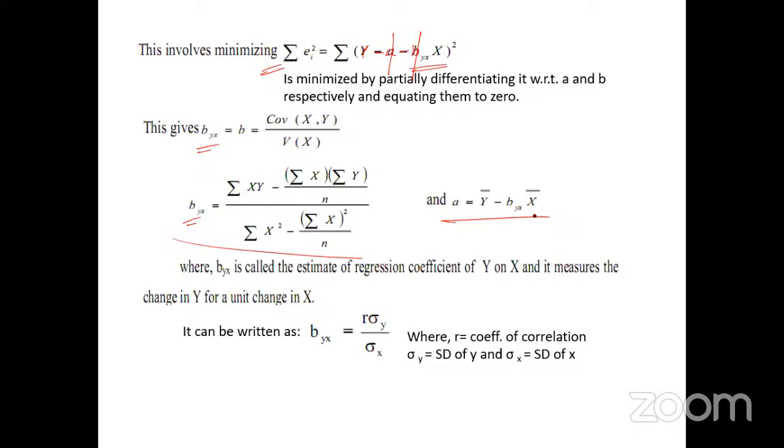Now there is a relationship between the coefficient of regression and the correlation value. The coefficient of regression of y on x, byx, is always equal to r times the standard deviation of y divided by the standard deviation of x. This is the relationship between those values.